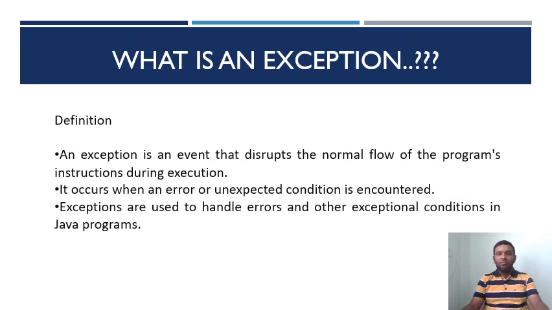Now, let us see what is an exception. The definition of exception is that an exception is an event that disrupts the normal flow of the program's instructions during execution. This exception occurs when an error or unexpected condition is encountered. Exceptions are used to handle errors and other exceptional conditions in Java programs.